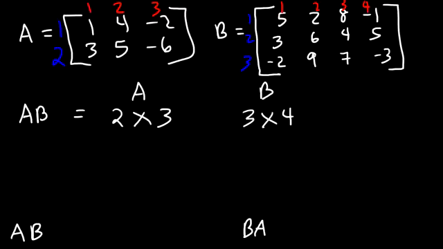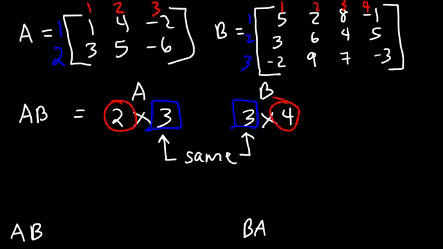So notice that these numbers are the same. The number of columns in matrix A is equal to the number of rows in matrix B. So that means that we are allowed to multiply A by B. These two numbers must be the same in order for you to multiply the two matrices. Now the order of matrix AB is going to be 2 times 4, or 2 by 4. So it's going to have 2 rows and 4 columns.